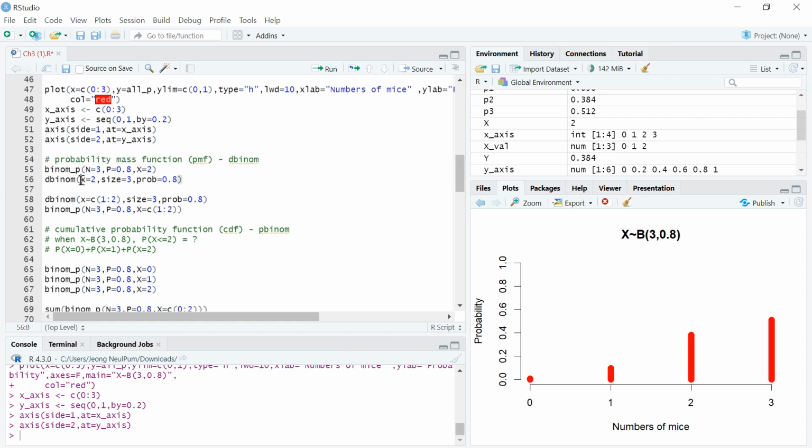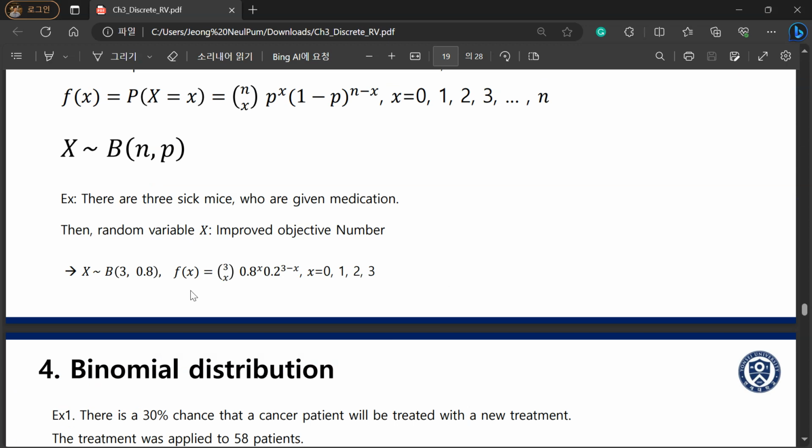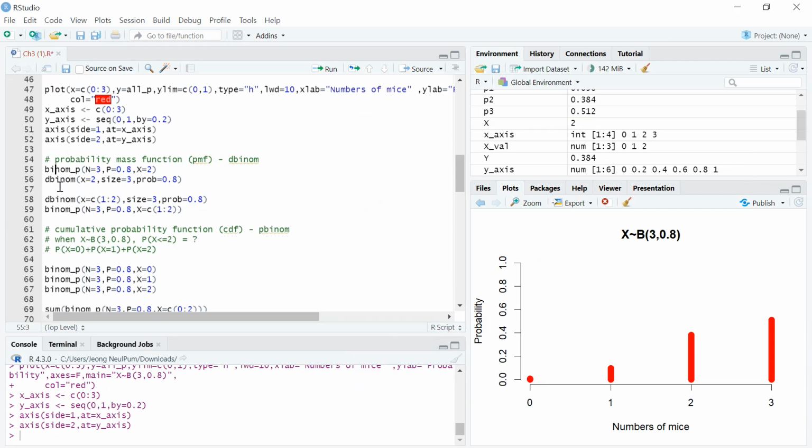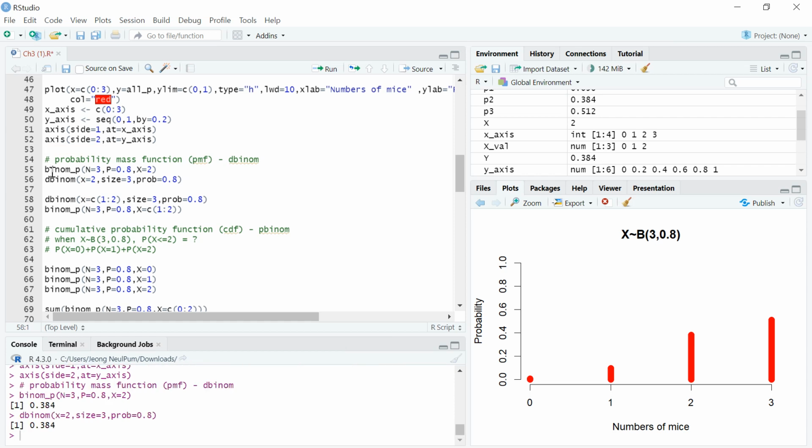So what you have to do is just set the hyperparameter in the binomial function for getting the probability of the binomial distribution. So with the binomial function and this argument, we can get the same value as the result from the function that we already made for ourselves.